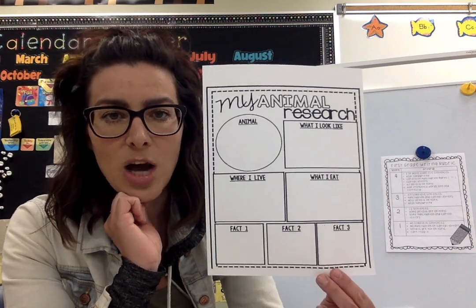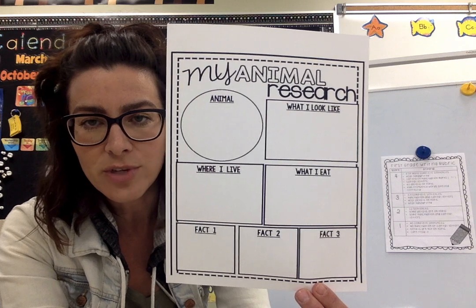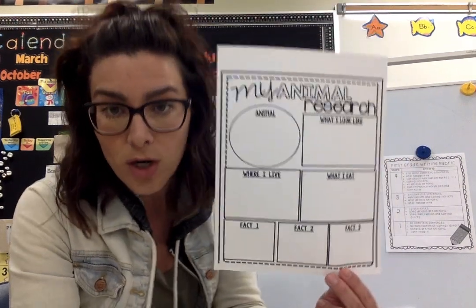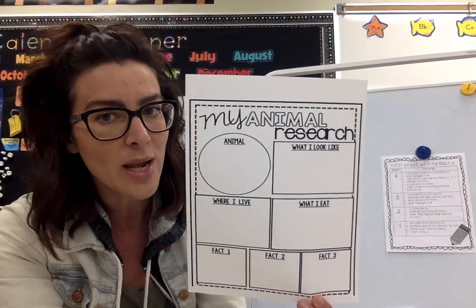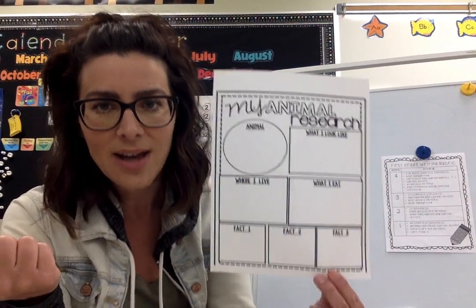So this just says at the top, my animal research. And this is just one page of research. Now, whatever animal you choose, let's say I really like whales. So I'm going to choose an orca whale, or some people call it the killer whale. Now, that would be some facts. I really need to go find out why they call it that, okay?